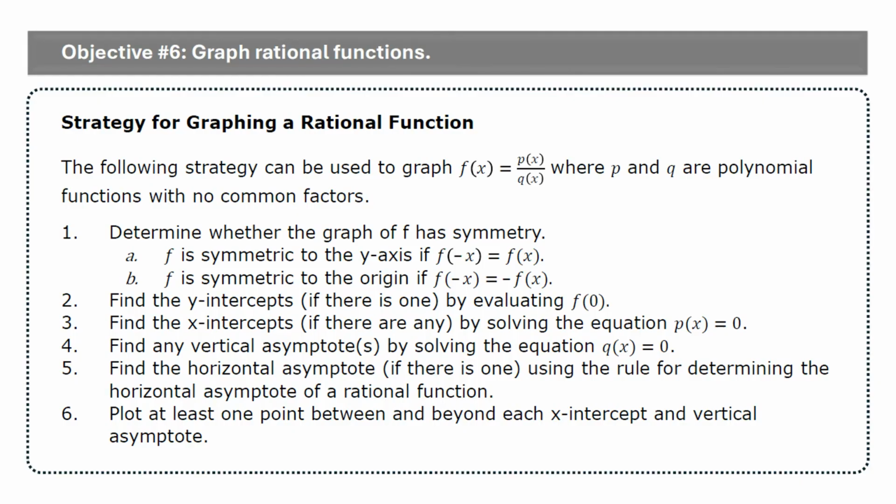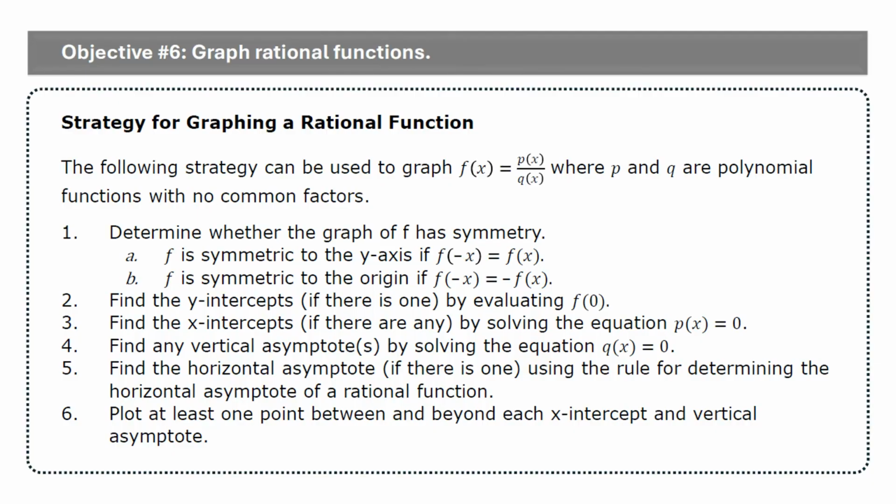Objective 6. Now we're going to graph rational functions, and here's a strategy for doing so. This strategy can be used to graph f of x in the form p of x divided by q of x, where p and q are polynomial functions with no common factors. First we're going to determine whether the graph of f has symmetry: whether f is symmetric to the y-axis, and we'll test whether it's symmetric to the origin.